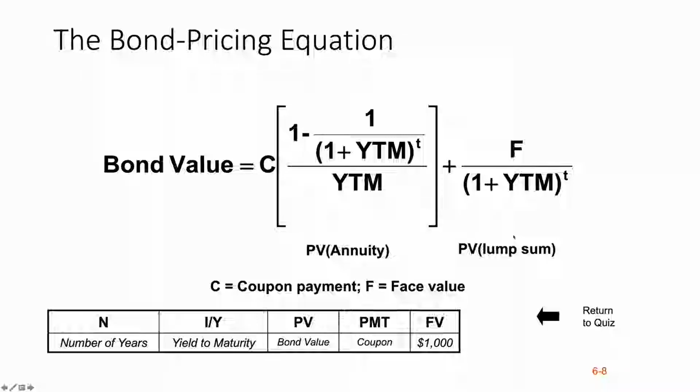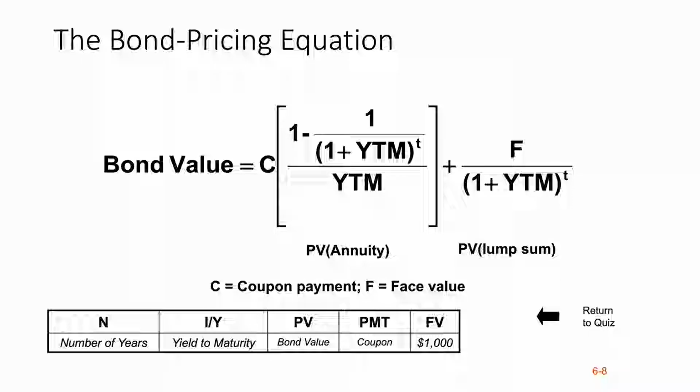We're going to use the financial calculator for the bond calculation. Let's look at the financial calculator. We have 5 keys: N, I, present value, payment, and FV. In bond calculation, PMT is the coupon payment. FV is always equal to 1,000. N is the number of years, number of periods. If it's an annual bond, it's a year. If it's a semi-annual payment, then it's 6 months.